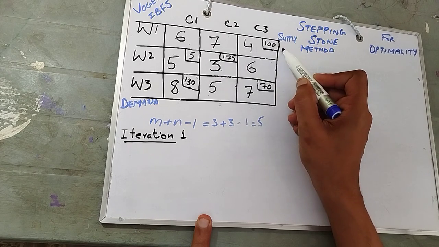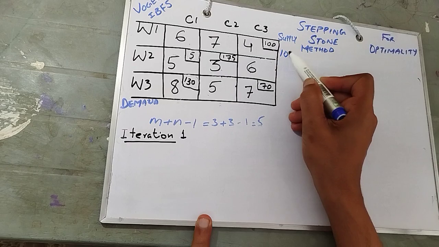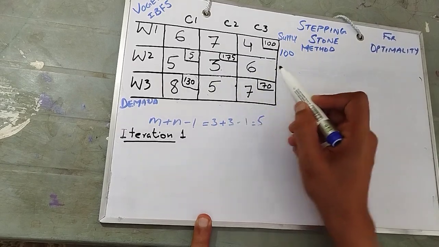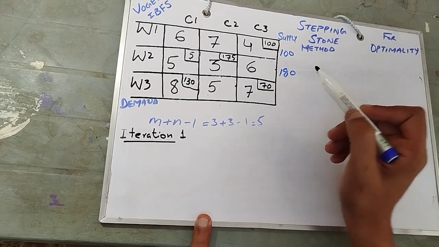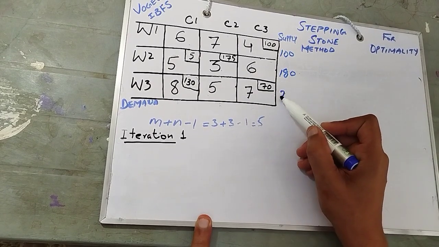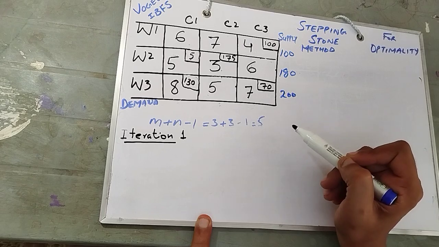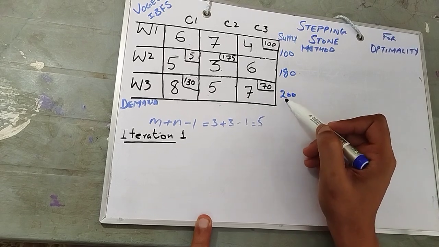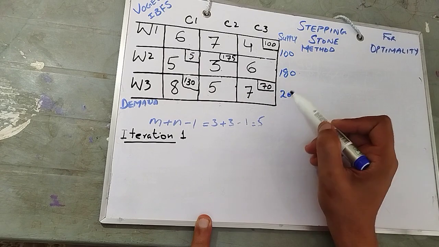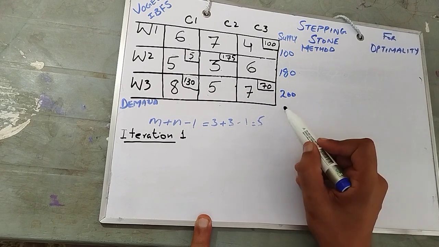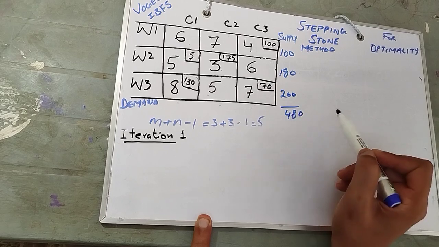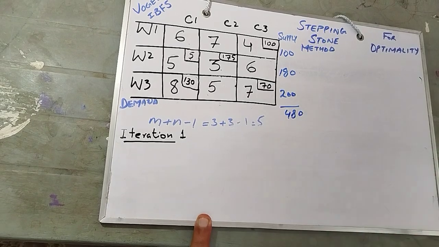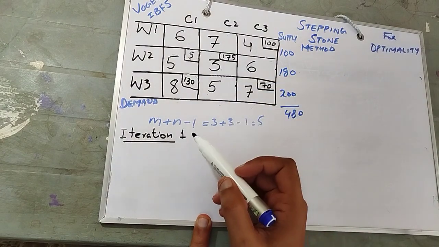So we have supplied 100 units from warehouse 1. We have supplied 180 units from warehouse 2. We have supplied 200 units from warehouse 3. That will be 480 units. So you see 480 units you will be supplying from warehouse 1, warehouse 2, warehouse 3. Now let's see what was the demand.